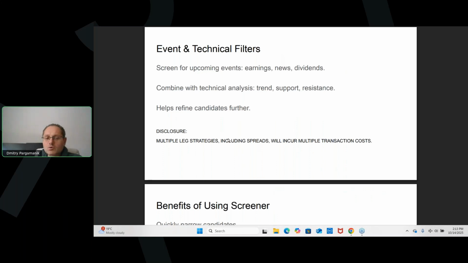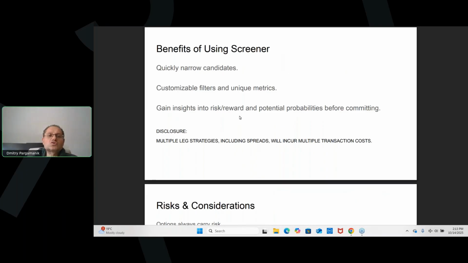And this helps us refine our candidates further. So the benefits of using this screener is that we could quickly narrow down candidates. We could customize filters and use our unique metrics, and we gain quicker insights into the potential risk and reward and probabilities before digging in further or committing to any strategy or trade.